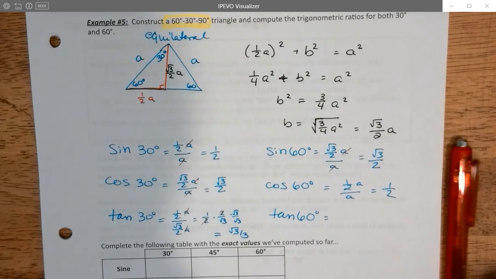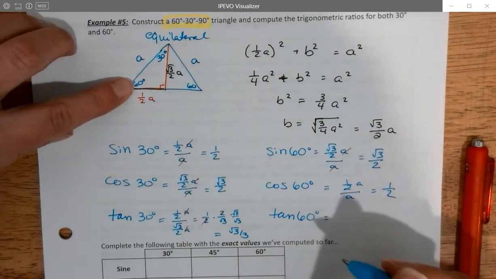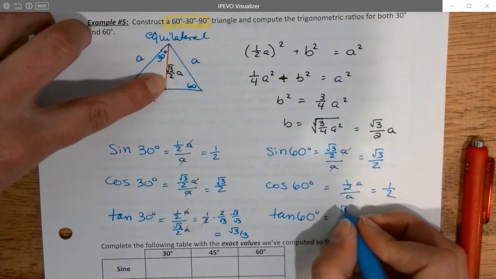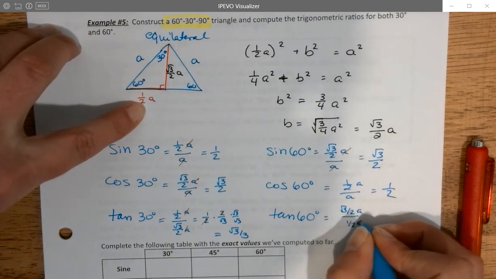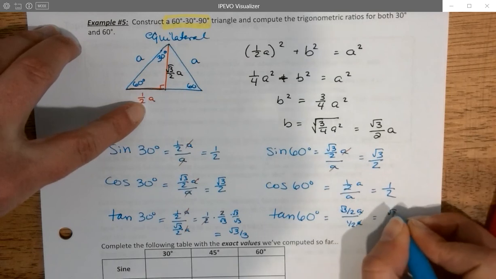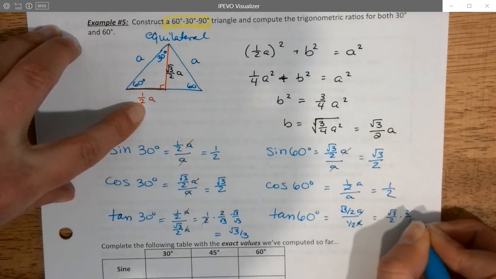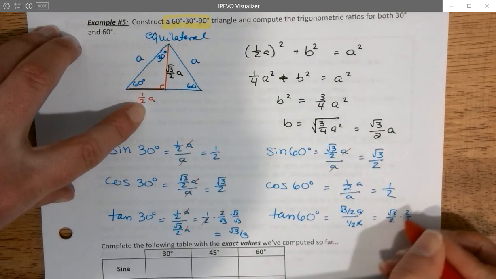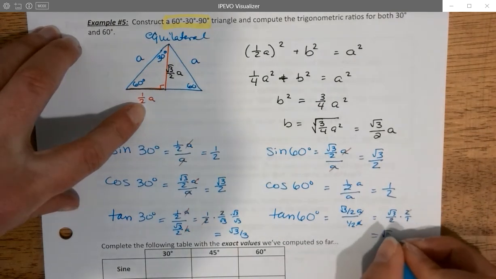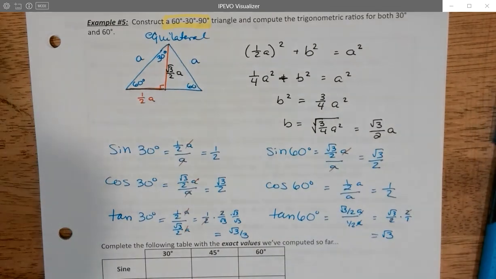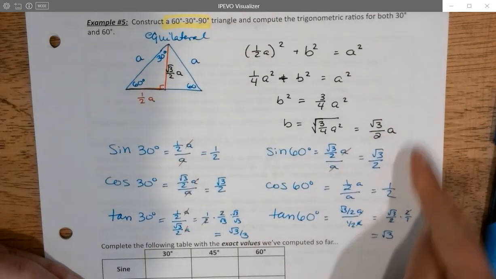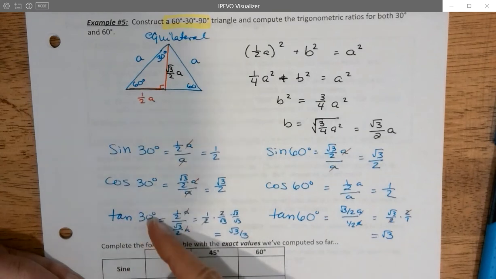The tangent of 60: opposite is square root of 3 over 2a divided by adjacent, which is 1/2 a. The a's cancel. That's square root of 3 over 2 times 2 over 1. The 2's cancel. That's equal to the square root of 3. These happen the exact same way every single time you have a 30, 60, 90 or a 45, 45, 90. So we don't compute the ratio every time. We memorize them.